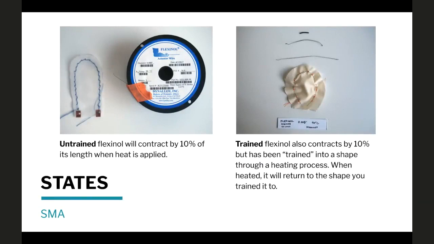So here you can see on the right is a trained coil from Dynalloy, a company that makes Flexinol. You can pull it apart, pull it completely straight, and then when you run current through it, it will smush back up into this tight coil. And you can expand it and embed it in fabric in different sorts of ways.